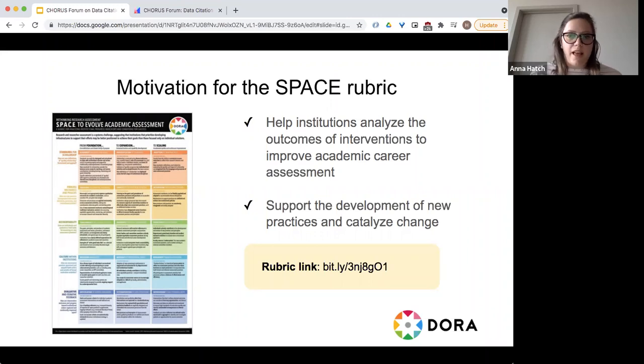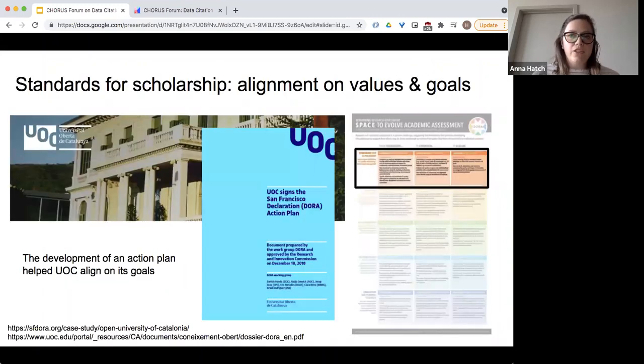So if you go to the next slide, very briefly, what I'd like to do is use one of DORA's case studies to offer some concrete ideas about what institutional infrastructure and conditions that are outlined in the SPACE rubric actually look like in practice. So the Open University of Catalonia created a task force to develop a multi-year action plan to improve academic assessment. And by creating this formal plan that needed to be approved by the university, UOC was able to identify shared goals and general standards for research assessment.